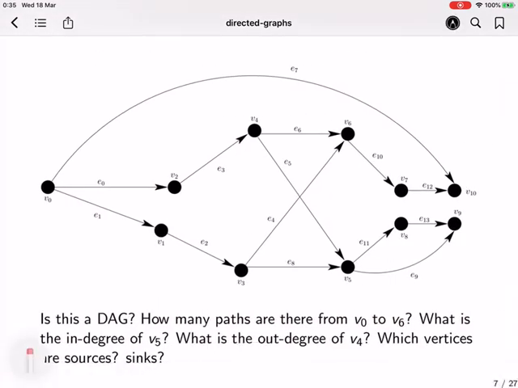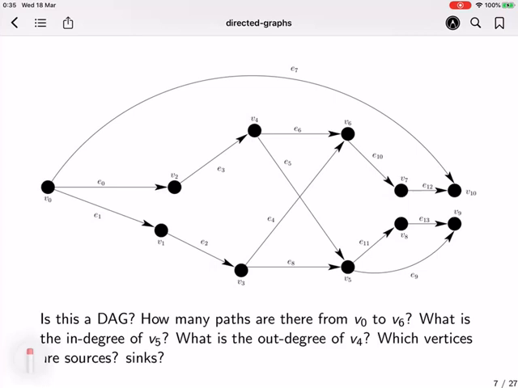Let's consider the following example. This is a depiction of a directed graph, the vertices of which are V0, V1, V2, up to V10. Is this a directed acyclic graph? The answer is yes. How do we know that for sure? Because I chose to draw this directed acyclic graph so that all the edges go to the right. And recall, if all the edges go to the right, you cannot close a cycle, because if you wanted to close a cycle, you'd have to go back to the left.